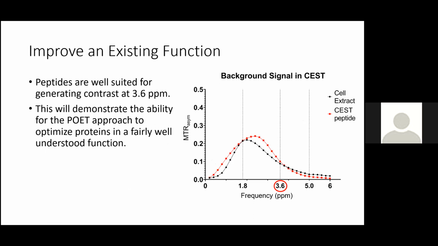So for our work on improving existing functions, we're looking at 3.6 ppm because this is something where we have many more examples from nature. If you can look at the graph, the dark line, the black one, is cell extract. So it's what the assessed MTR would look like just from a normal cell, when you look at all of the proteins that are just casually moving around through it. And so there's a lot of different motifs that we can pick up on there, and it's been fairly well studied.